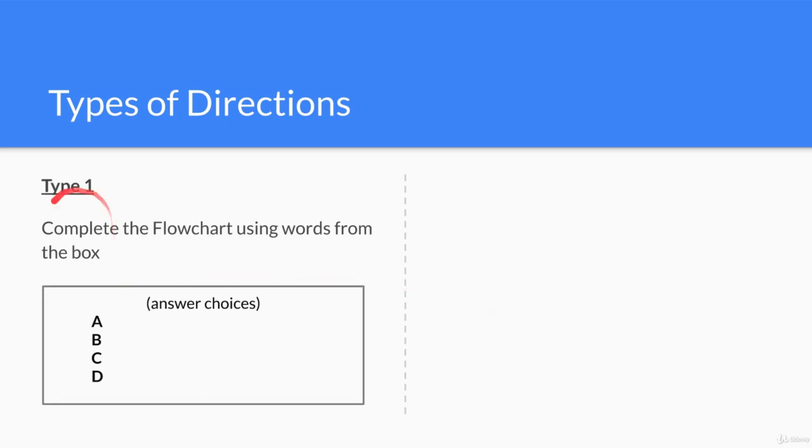So here is type number 1. In type 1, you may be asked to complete the flowchart using words from the box. So right here you have the box, and in the box you have a bunch of answer choices. Now, what you have to do is simply pick the answer choice and match it to the correct question. Sometimes it might happen that you have more answer choices than questions, in which case one of the answer choices will not be used. If, on the other hand, you have fewer answer choices and more questions, then that means that one or two of these answer choices are going to be used twice.